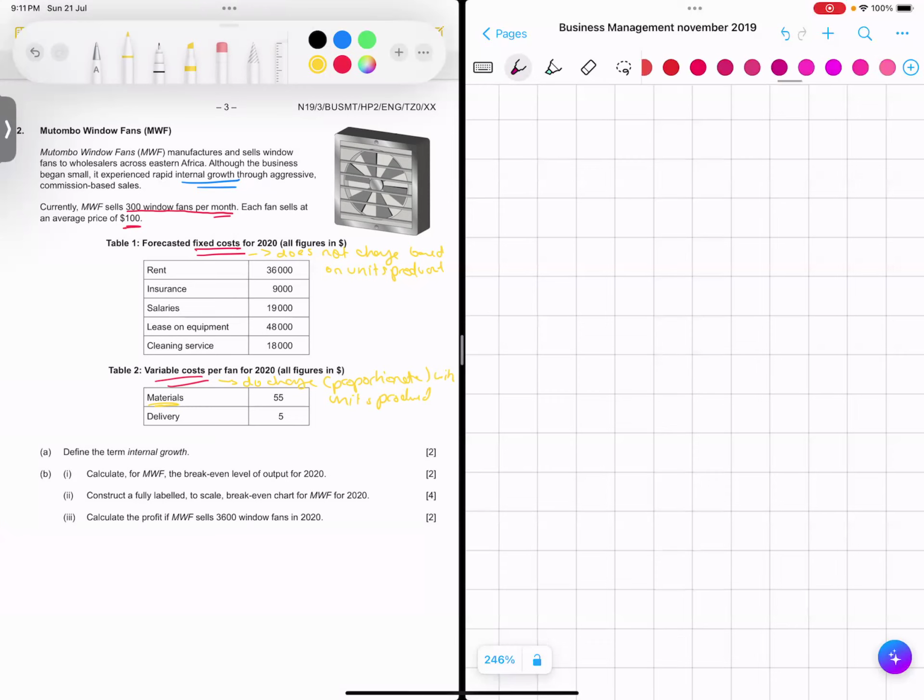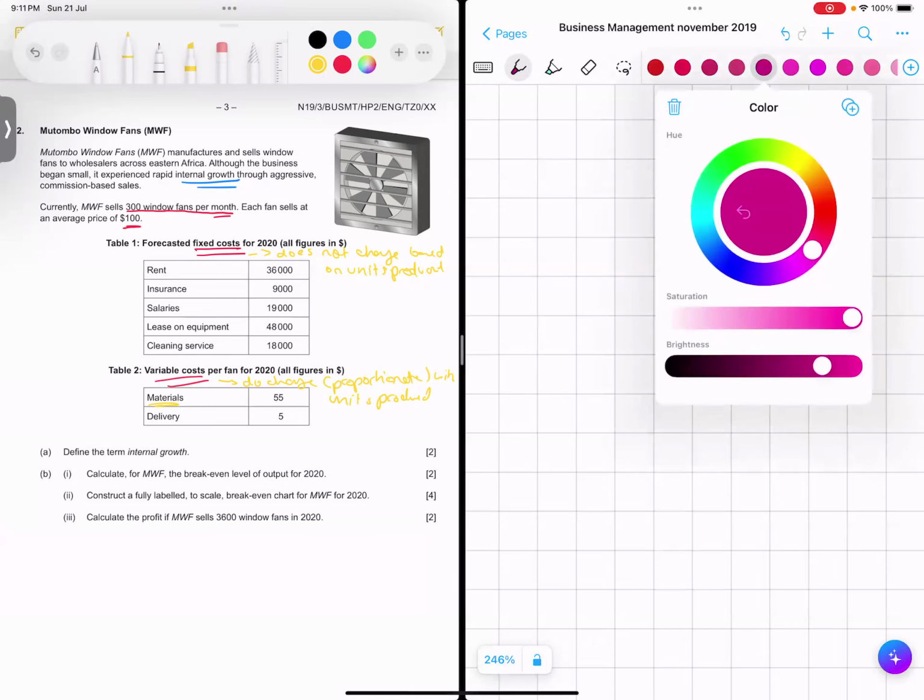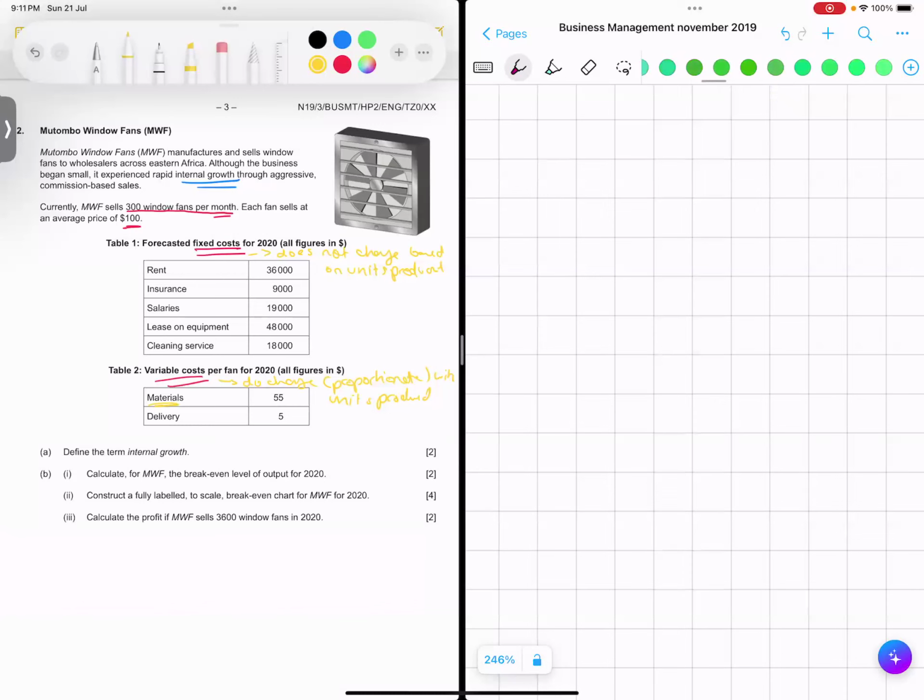But in the first question, they always ask us to define in section A. I'm going to use blue this time. Section A, they always ask us to define, so we're given a definition. In this case, they ask us to define internal growth. So what is internal growth? I'm just going to begin writing directly. Internal growth. I just want to explain a bit.